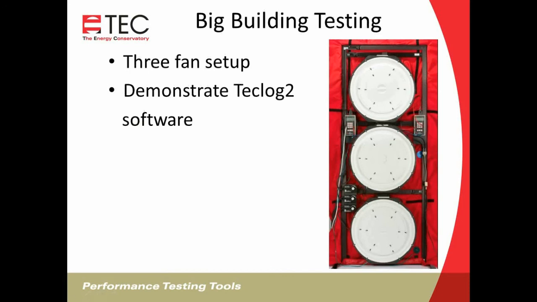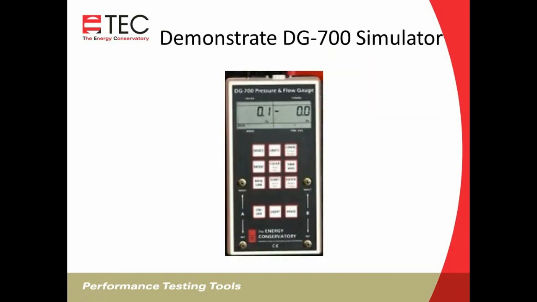It is also designed so you can set up a 3-fan system in a trainer and do some big building demonstrations, or demonstrate the TEC 2 software, where you can control all of the fans using one slide bar. It's also helpful to use our DG700 simulator, which is a free download from our website, and that will allow you to project the gauge on the screen, or 2 gauges on the screen, and run a test from your computer screen.